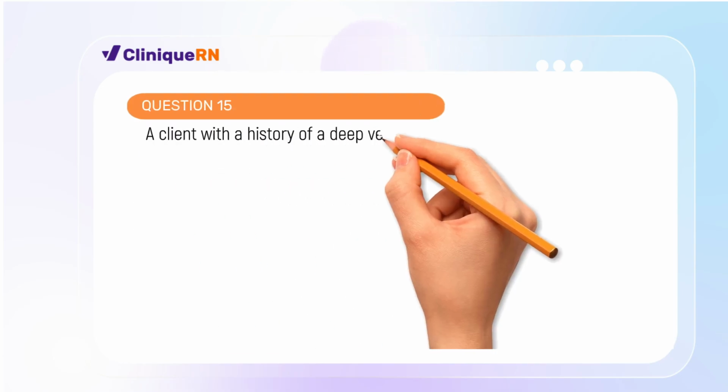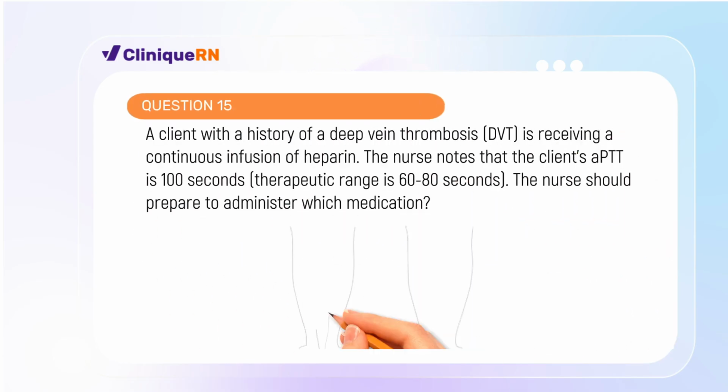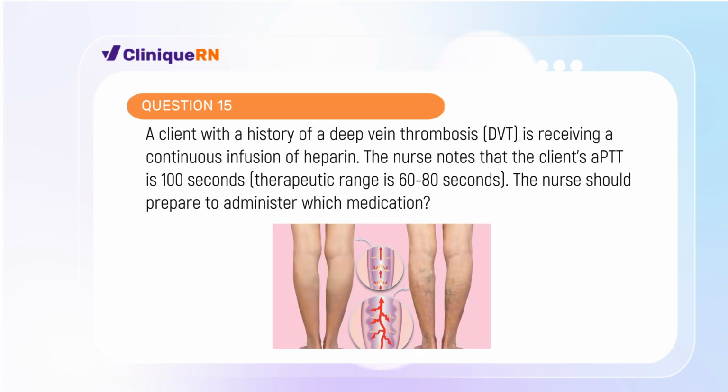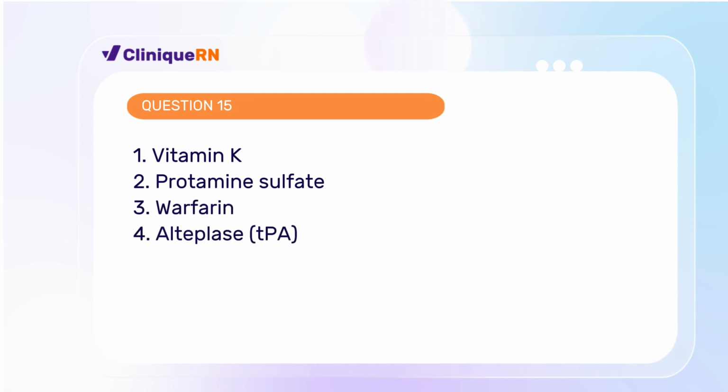Question 15. A client with a history of a deep vein thrombosis, DVT, is receiving a continuous infusion of heparin. The nurse notes that the client's APTT is 100 seconds. Therapeutic range is 60 to 80 seconds. The nurse should prepare to administer which medication? 1. Vitamin K. 2. Protamine sulfate. 3. Warfarin. 4. Alteplase, TPA.